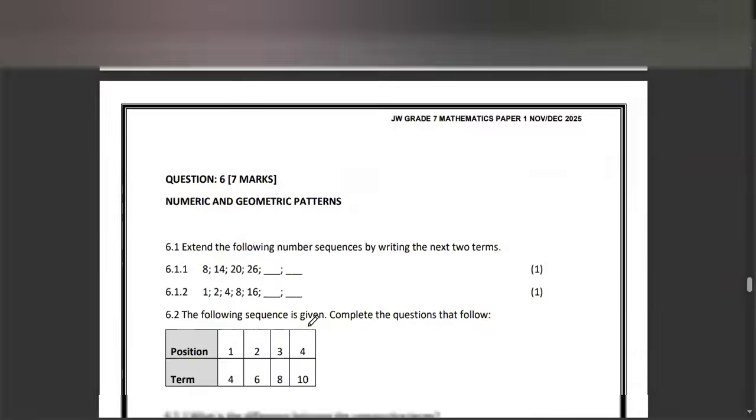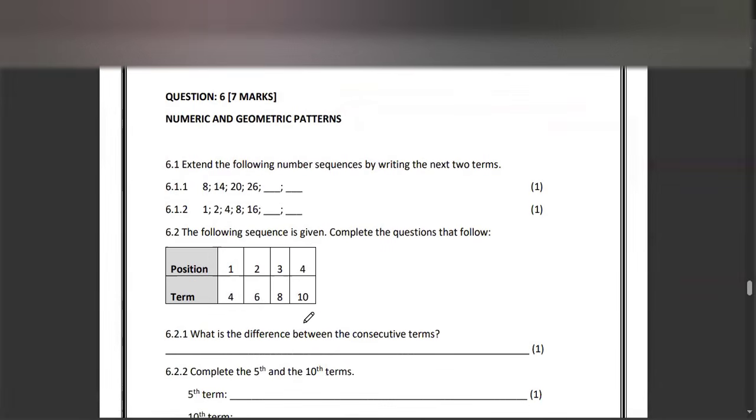All right, then question number 6, numeric and geometric patterns. Extend the following number sequences by writing the next two terms. So if we have 8, 14, we are adding by 6 now. By 6, so when you add 6, you're going to get 32. By 6, you're going to have 38.